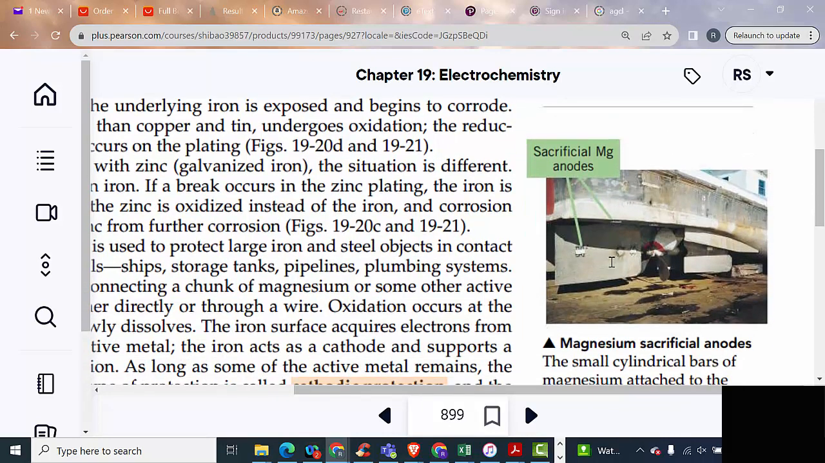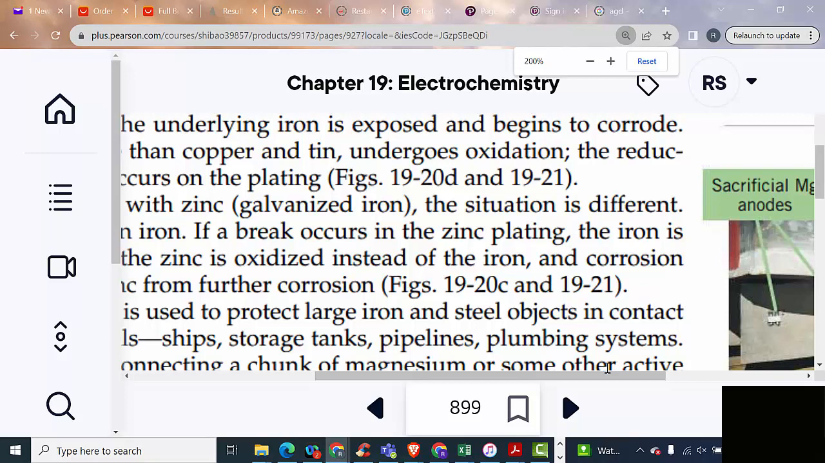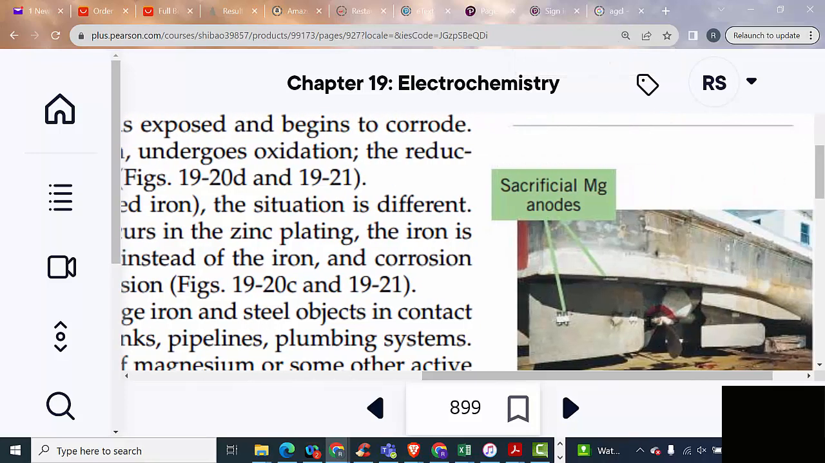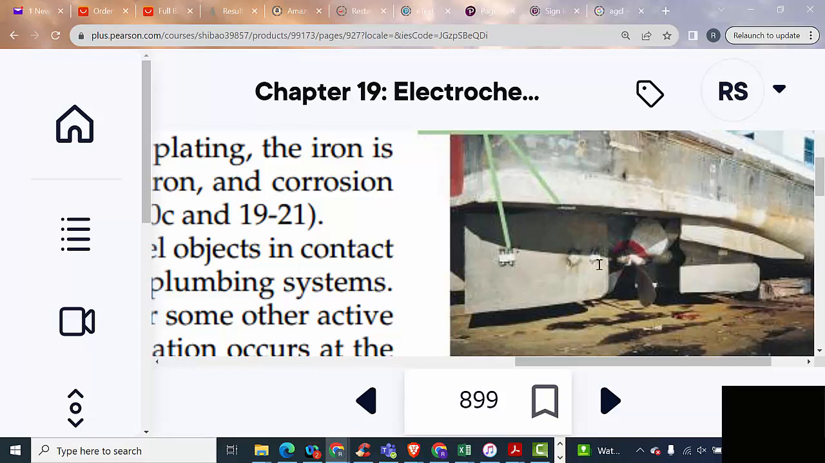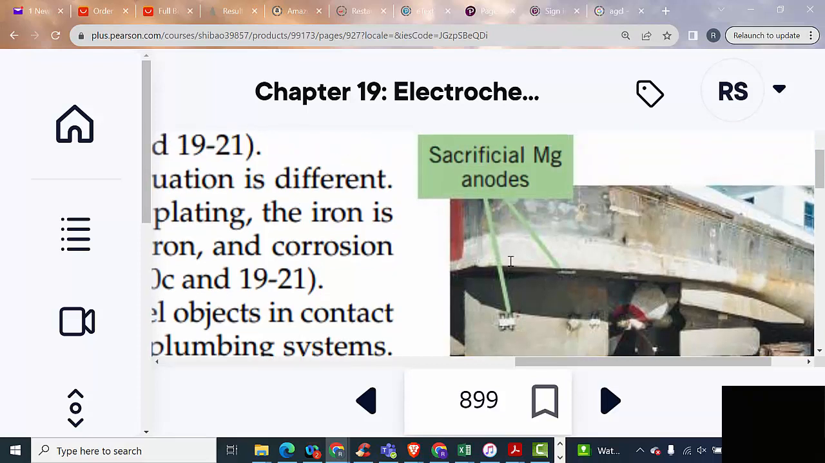If you look at the hull of this ship, it is made out of steel. And do you see those things that are attached here? Or not the hull, I don't know what that is, the rudder? Do you see that? Those are blocks of magnesium. And so magnesium has a higher oxidation potential than iron. And therefore, this should work as well.